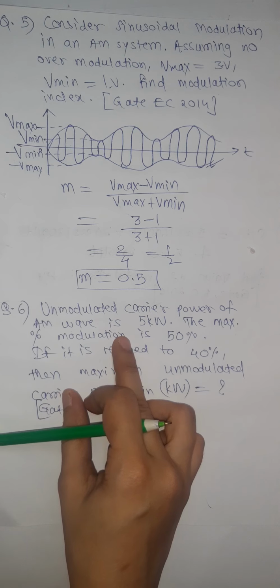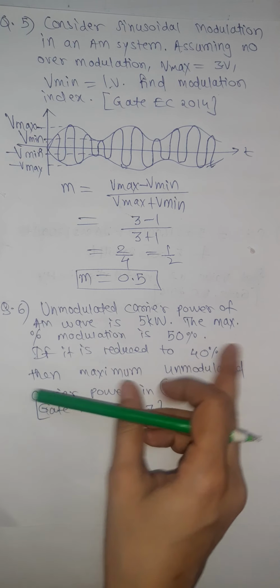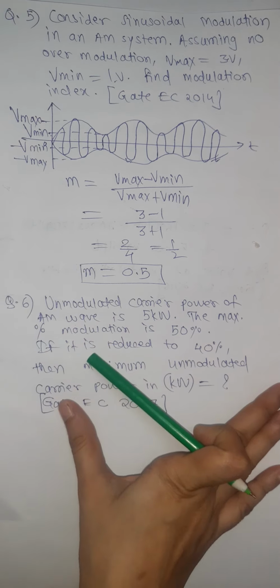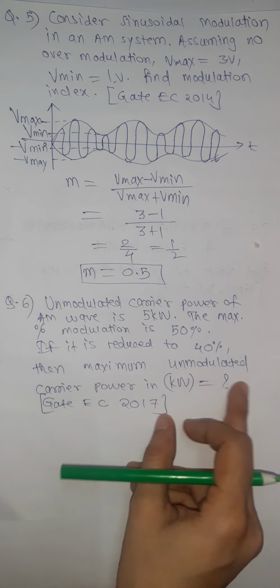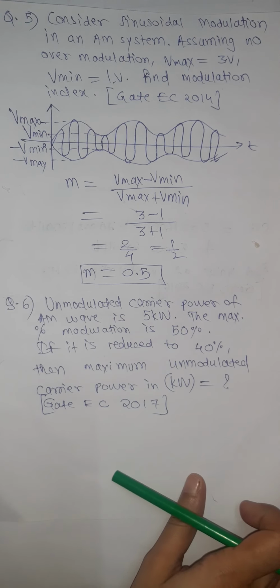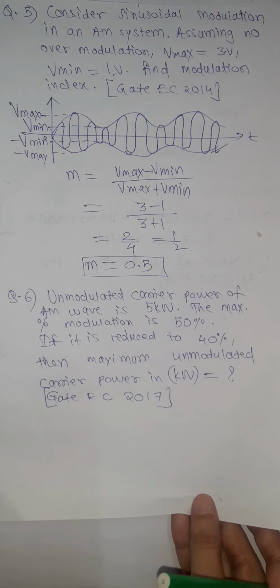Then the next question: the unmodulated carrier power of an AM wave is 5 kilowatts. The maximum percentage modulation is 50%. If it is reduced to 40%, then what is the maximum unmodulated carrier power in kilowatts? This question was asked in GATE EC 2017.